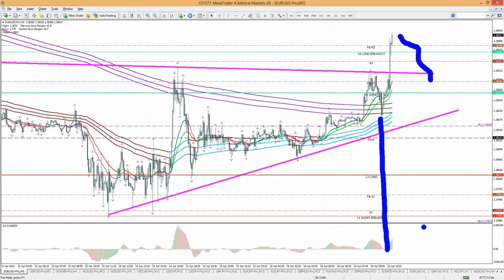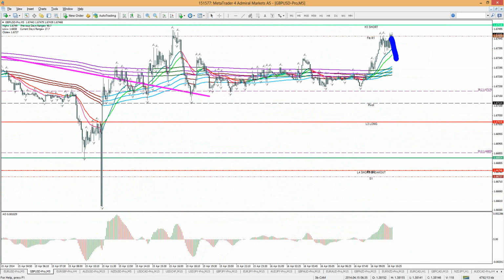Sometimes for a fractal, to know where a fractal is, to know where a smaller resistance or support is for the break of that level. You can even use 5 minutes with the moving averages for dips. When price makes the dips back to the moving averages like this on the 5, could be support levels.